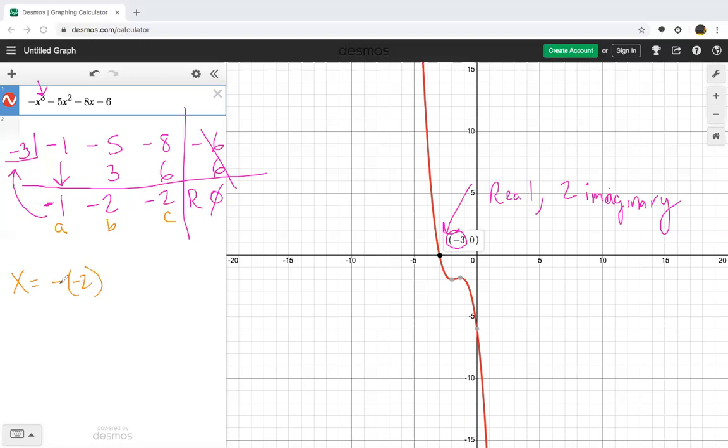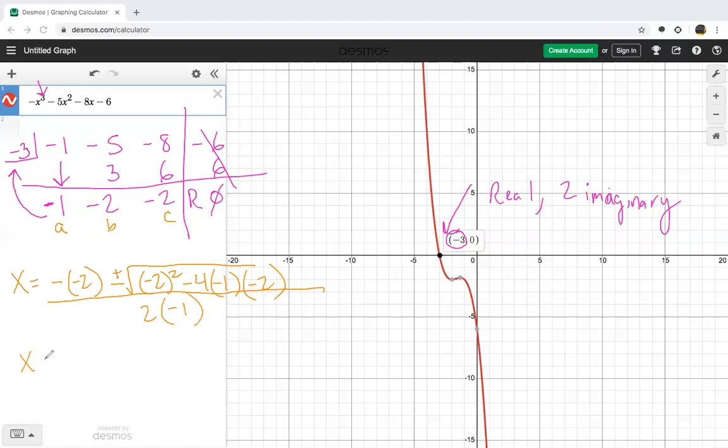Now this doesn't always happen. That's just coincidence. That's two problems in a row. That will become positive. We'll do that in our next step. Plus or minus a big old square root of b squared, which is negative 2 squared, minus 4 times the a value, which is negative 1, times the c value, which is negative 2, all over 2 times a again being negative 1. Quadratic formula.